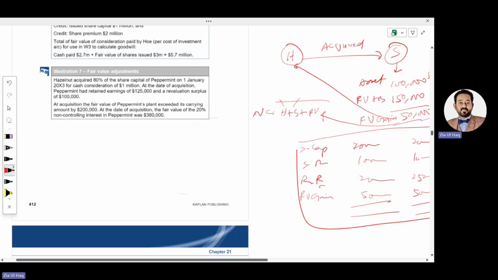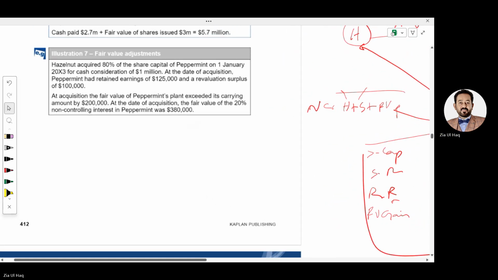Let's see this example. Hazelnut acquired 80% of the share capital of Peppermint. This means H is the parent company and P is the subsidiary, and how much are they acquiring? 80%. This means the non-controlling interest is 20%. On 1st January 2023, for a cash consideration of 1 million.